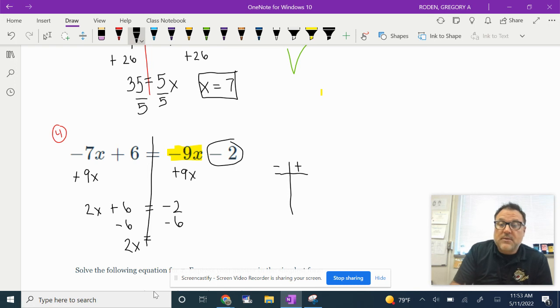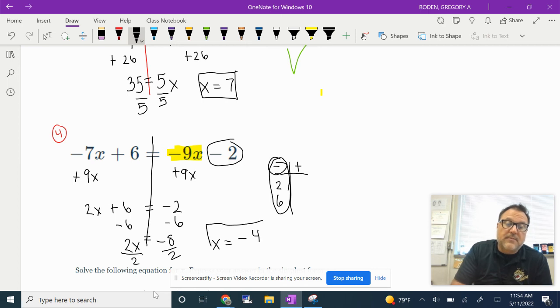Okay, so now the next thing we're going to do is we're going to take negative 2 and negative 6. 2 is negative and 6 is negative, so we're going to add them and keep the sign because they're on the same side. Well, 6 plus 2 is 8, and it's negative, so this is going to be negative 8. So now we have 2x, divide by 2, so we get x equals a negative divided by a positive is a negative, and 8 divided by 2 is 4. So I'm getting negative 4.